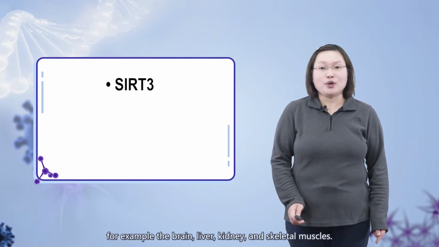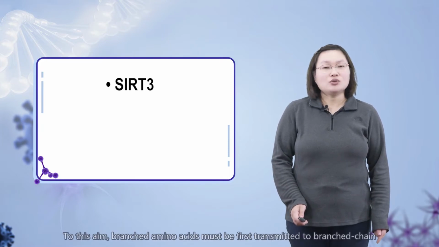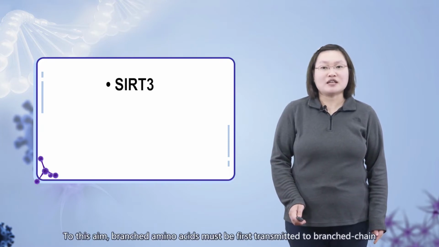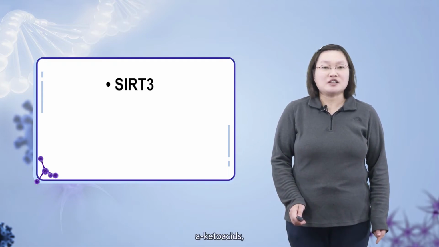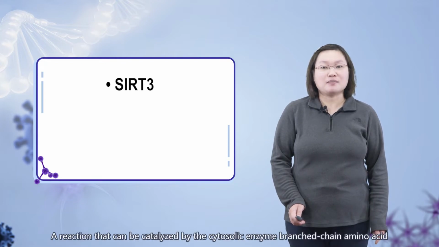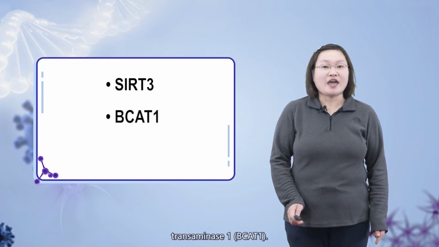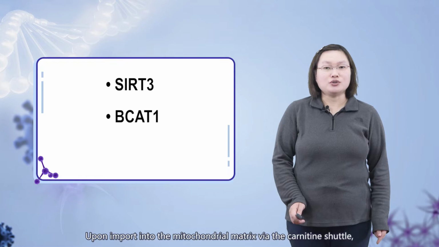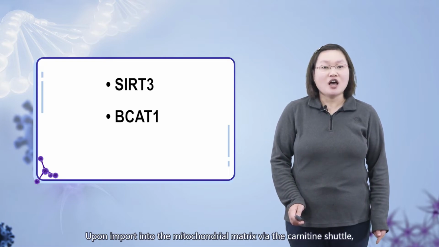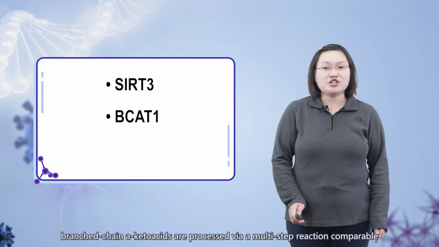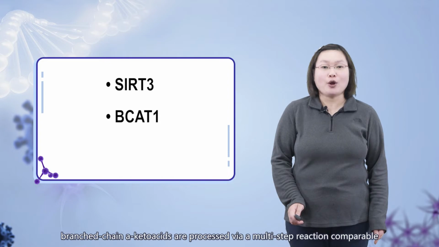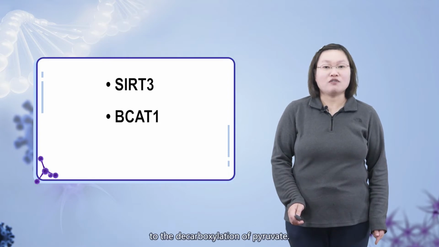For example, the brain, the liver, kidney, and the skeletal muscles. To this aim, branched chain amino acids must be first transaminated to branched chain alpha keto acids, a reaction that can be catalyzed by the cytosolic enzyme branched chain amino acid transaminase, BCAT1. Upon import into the mitochondrial matrix via the carnitine shuttle, branched chain alpha keto acids are processed with a multi-step reaction comparable to the decarboxylation of pyruvate.